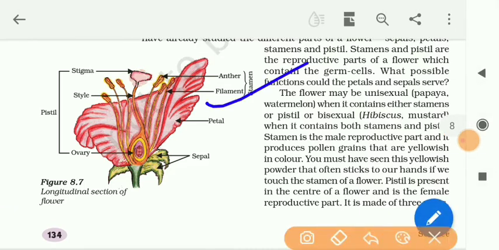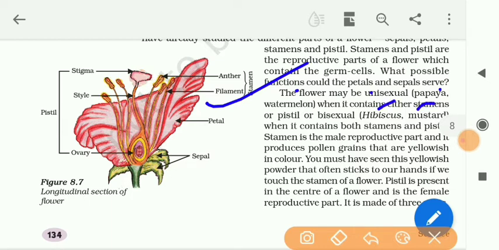In this paragraph, you will know that there are two types of flowers. One is unisexual and another is bisexual. Bisexual flowers are those flowers which have both male and female parts, while those having either male or female parts are called unisexual flowers. Unisexual examples are papaya and watermelon, while bisexual examples are hibiscus and mustard.